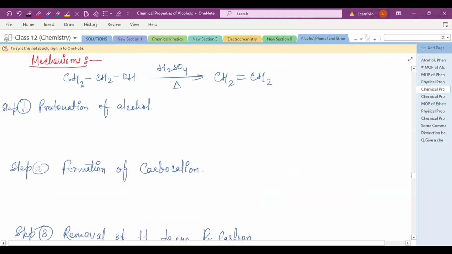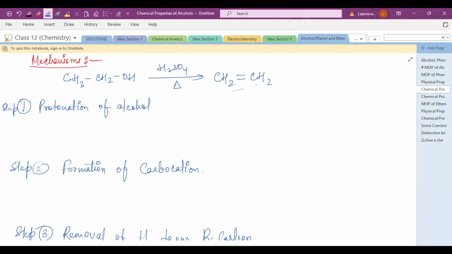Okay. So yeah, direct question. This type of question can come. They will give you the reaction: the CH3 alcohol, with any acid which has a proton, and heat at some temperature, and they form an alkene. The whole reaction they will give, and they will ask you to write the mechanism. What is the mechanism of this reaction?